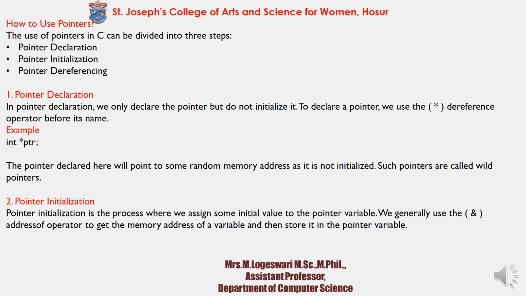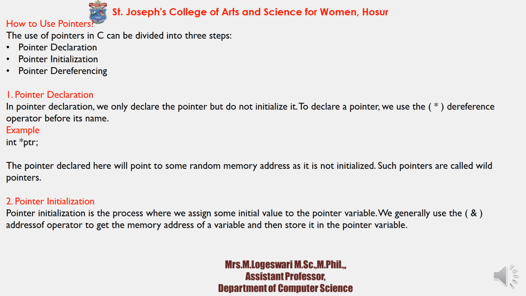How to use a pointer? The use of a pointer can be divided into 3 steps: pointer declaration, pointer initialization, and pointer dereferencing. In pointer declaration, we declare the pointer but do not initialize it. To declare pointers, we use the dereference operator before the name. For example, int *ptr. The declared pointer will point to some random memory address. It is not initialized. Such pointers are called wild pointers.